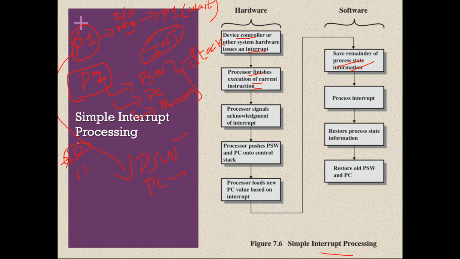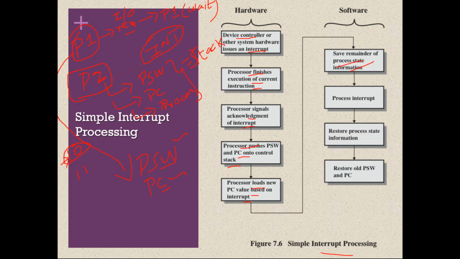After executing instruction 10, what will it do? The processor signals an acknowledgement of the interrupt. It will send the acknowledgement to the IO module stating that, okay, I have received your interrupt, I understood that IO is completed. After that, the processor pushes PSW and PC onto the control stack. There is something called the control stack. To that, P2's PSW and PC will be pushed. And the processor loads the new PC value based on the interrupt.